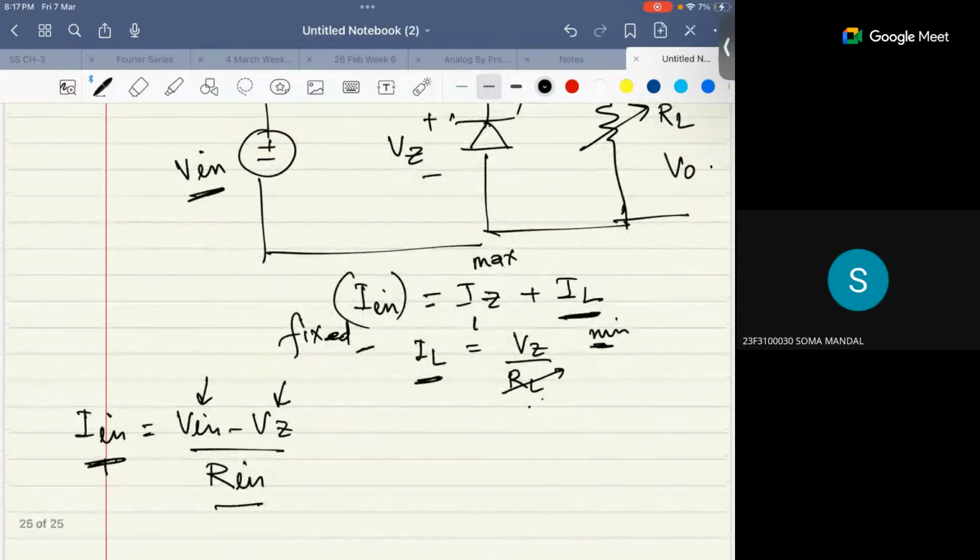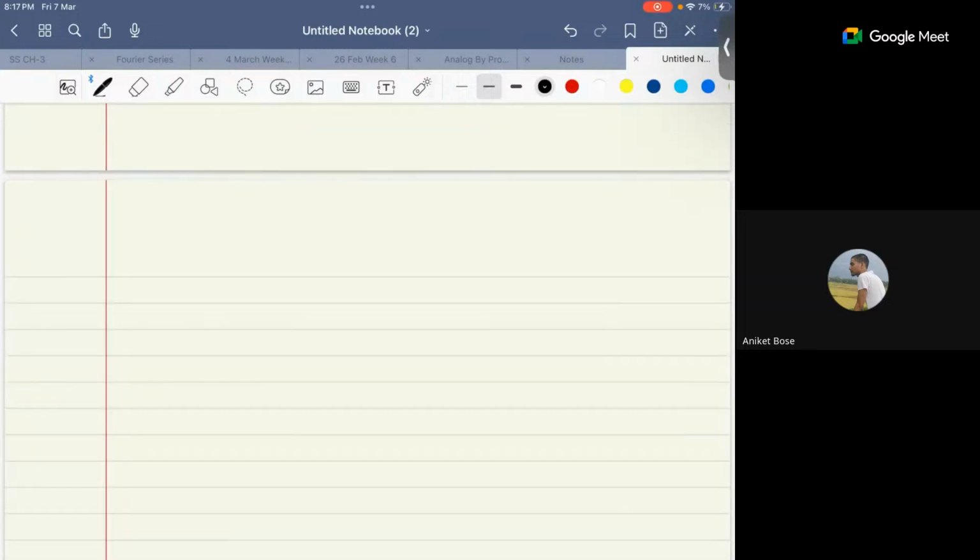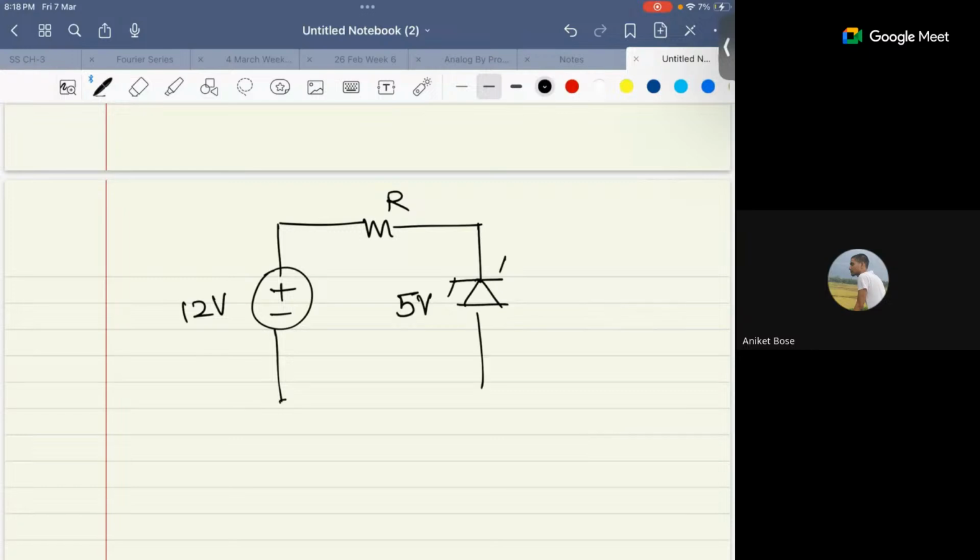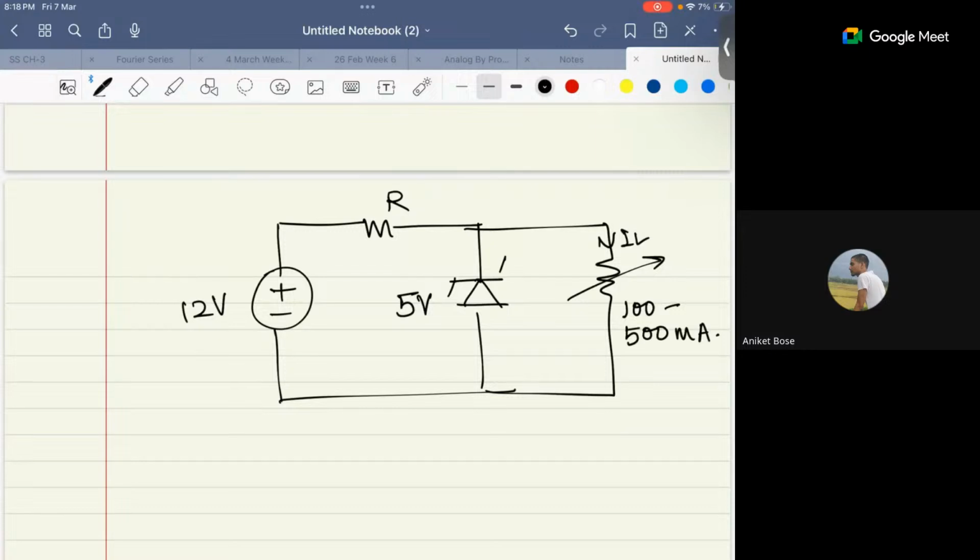Is it clear to everyone? Yes, sir. Okay, if this is clear, let's try one question. You have a voltage of 12 volt. You have a resistance R. This is 5 volt. This is variable, and it is variable in such a way that the current IL through it varies from 100 to 500 milliampere. Now you have to tell me the value of R.